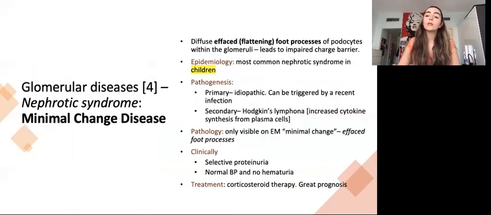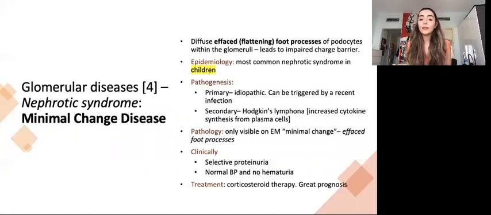Now, we have multiple diseases classified as nephrotic syndrome. The first one is minimal change disease, and the name itself can tell you a lot about the disease. Here, you have diffuse effacement or flattening of the foot processes of the podocytes in the glomeruli, leading to an impaired charge barrier. This is the most common one to occur in children.